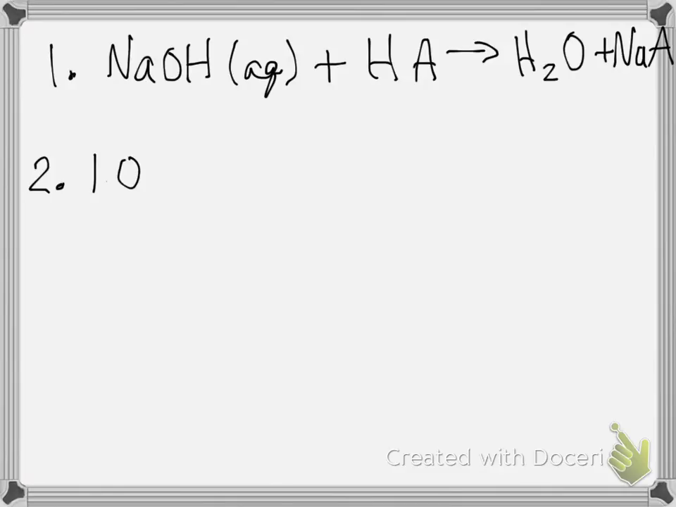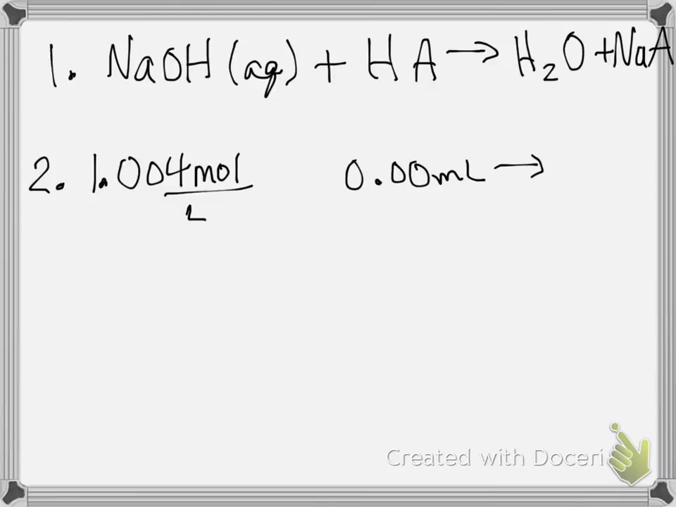I know that the concentration of NaOH is 1.004 molar, so I could write the big M, but it might be better if I write it as the fraction that it really is. And I also know that I had initially 0 milliliters of NaOH, and then when I was finished, it had 32.10.